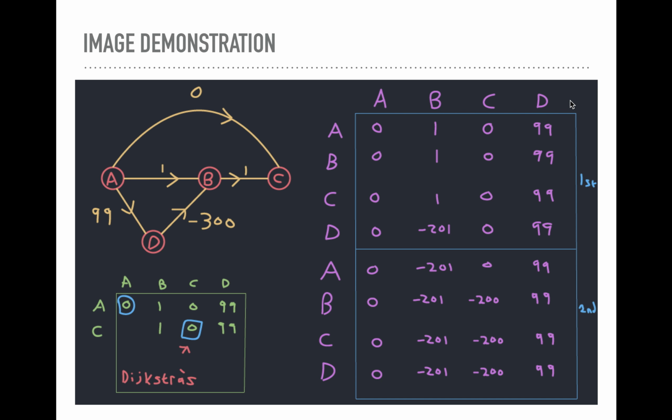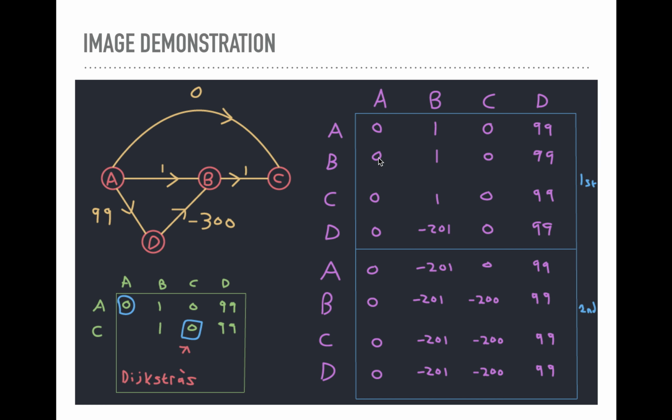So we have A, B, C, D. And unlike Dijkstra's, which uses the greedy choice method, we're just going to use alphabetical order to choose which vertex to look at. So we start at A, and the distance from A to A is 0. So A to B, A is connected to B, and the distance is 1. A to C, A does reach C up here. If you look above, this little arc is A to C. The distance is 0. And A does reach D, and the distance is 99.